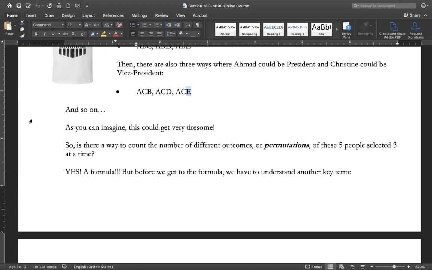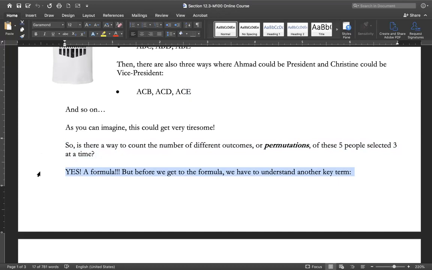But there is a way to count the number of different outcomes or permutations. Remember, order matters. There is a way that we can count these permutations of 5 people selected 3 at a time. There's a formula, and formulas are always nice. They're not always pretty, but they're always nice.